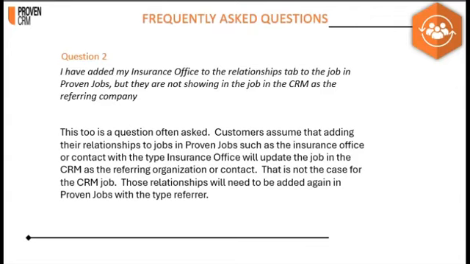Customers assume that adding their relationships to jobs in Proven Jobs such as the insurance office or adjuster office and the contact with those types insurance office will update the job in the CRM as the referring organization or contact. That is not the case for the CRM job. Those relationships will need to be added again as the type referrer.